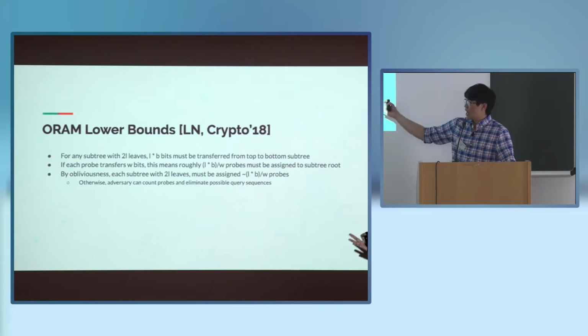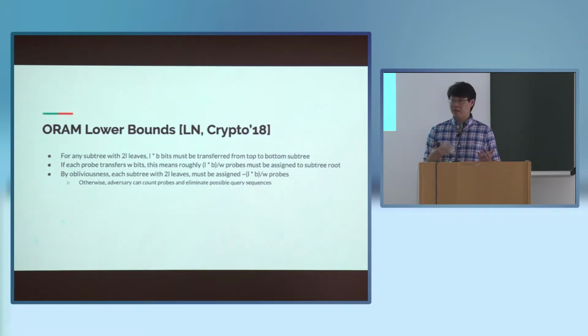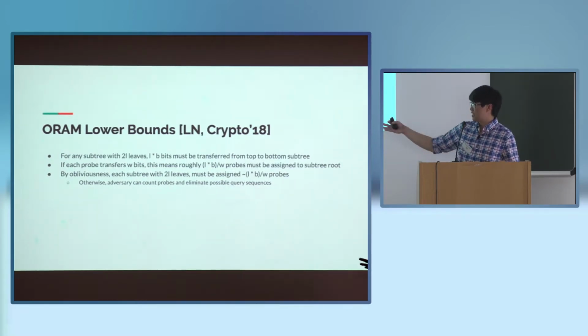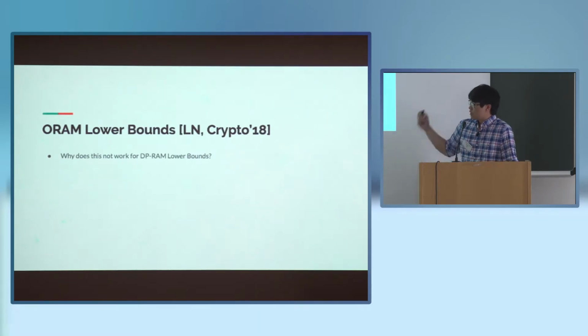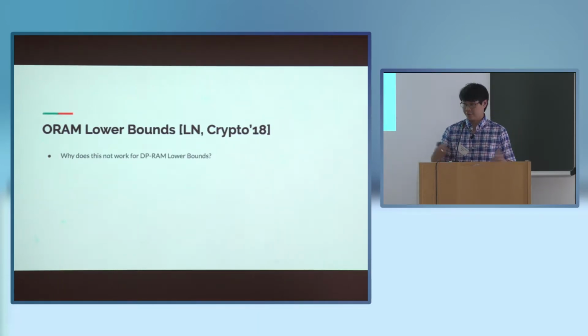Then an adversary can count the number of cell probes assigned to each node in the tree. So you really need to assign a lot of probes. Whatever the worst case is for each subtree, you need to assign that many probes to each node. Otherwise, the adversary can tell the difference. Okay, so that's the high-level point of view. I just reviewed what Casper had said, and now you want to know why this does not work for differentially private RAM lower bounds.